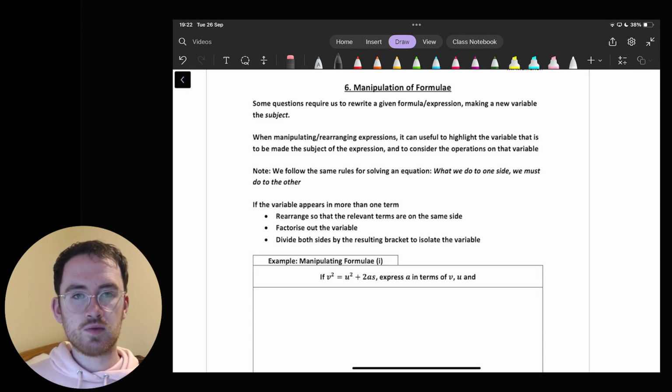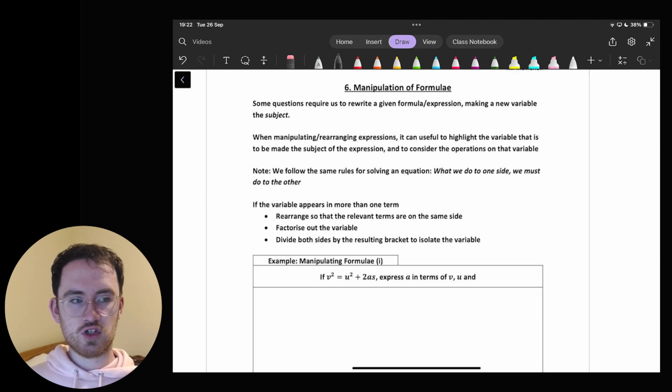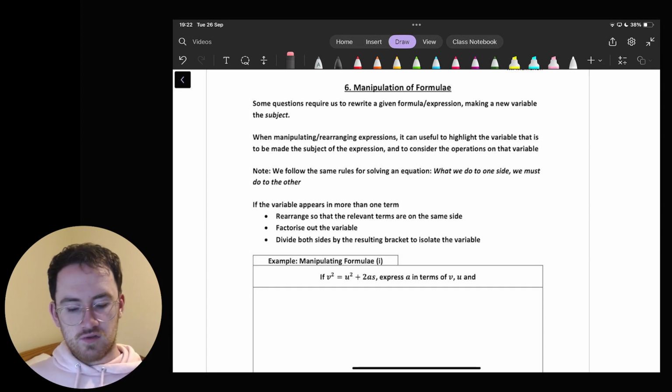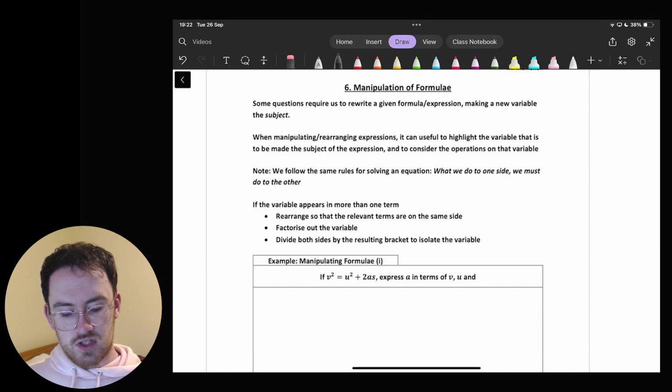So it's really important when doing these questions that we pay attention to what the question is asking us. What variable does it want to be the subject, and what variable does it want us to have it in terms of? Because sometimes there might be two of these in a question, and maybe they want you to use the answer for the first one in the second one, and things like that. The key thing with manipulation of formulas is to follow the same rules as equations. So what we do to one side, we have to do to the other side.